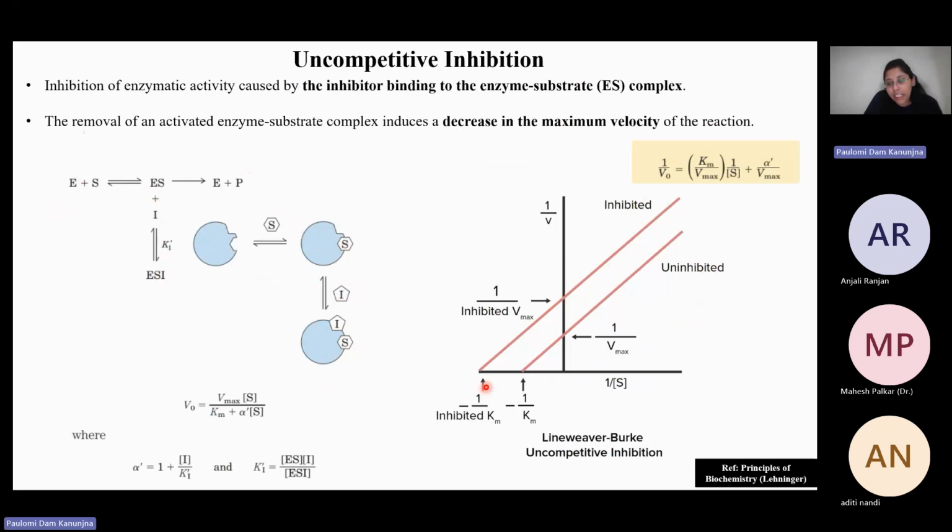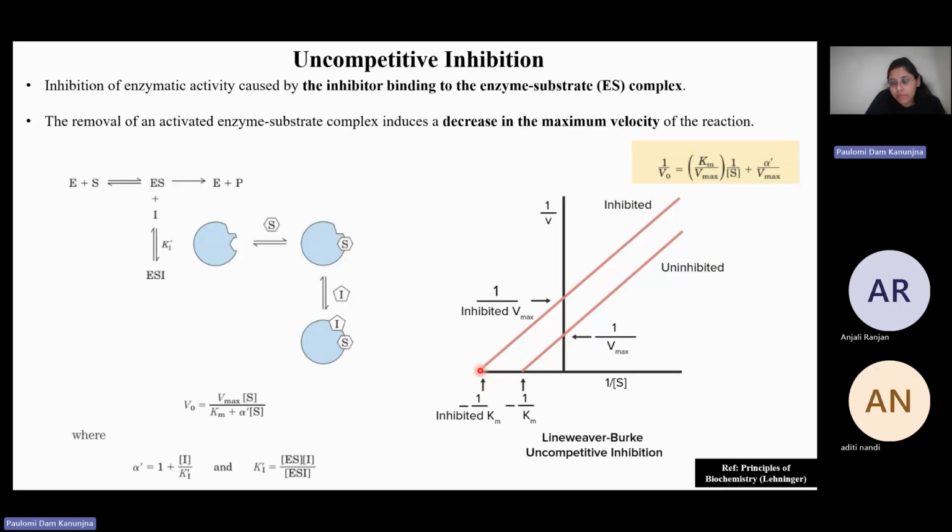So your Km decreases. You can see here, Km moves here. So minus 1 by Km moves away from 0. And because the ES is not breaking down further into E plus P, your ES is also stuck. So that's why your Vmax is also decreasing. So both the values are decreasing, Km and Vmax. So it becomes a line parallel to the uninhibited line.